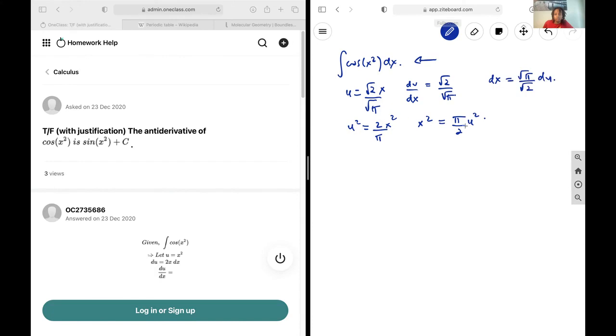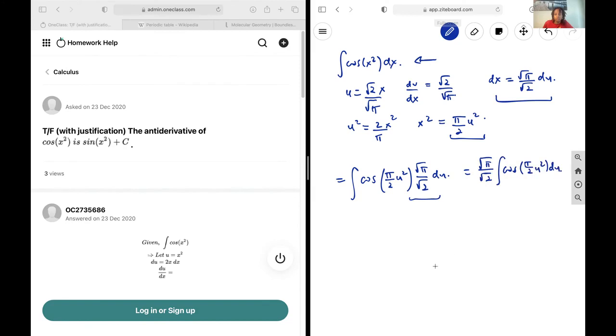So we're going to substitute our x squared in terms of u and our dx in terms of du. And so it will become the integral of cos pi over 2 u squared into dx, which is root pi over root 2 du. And this is actually going to become, once you pull out the root pi over root 2, the integral of cos pi over 2 u squared over du.